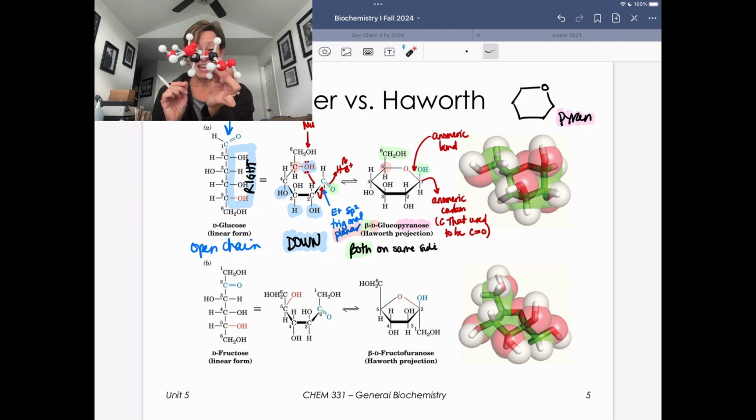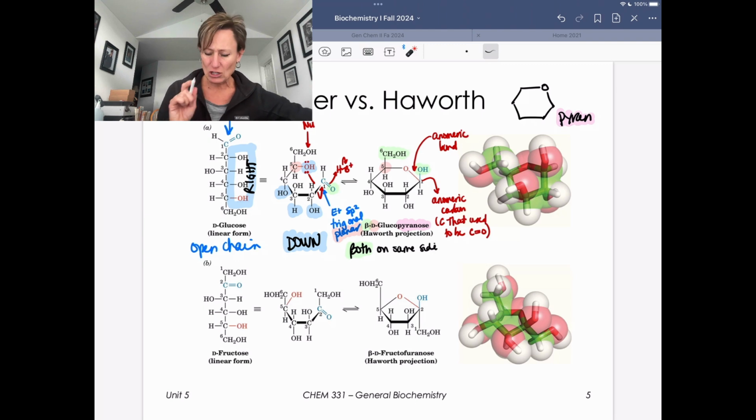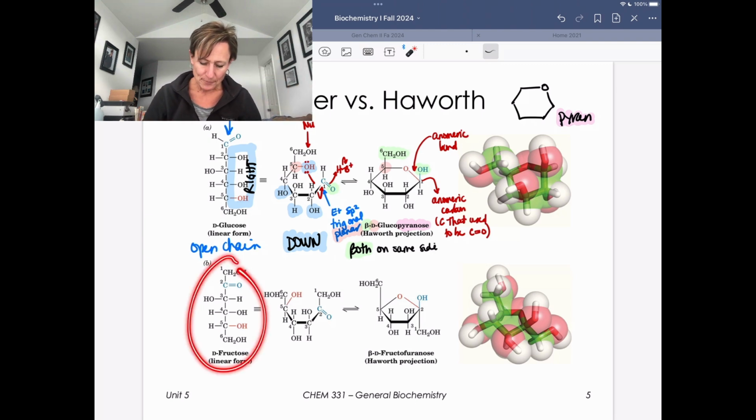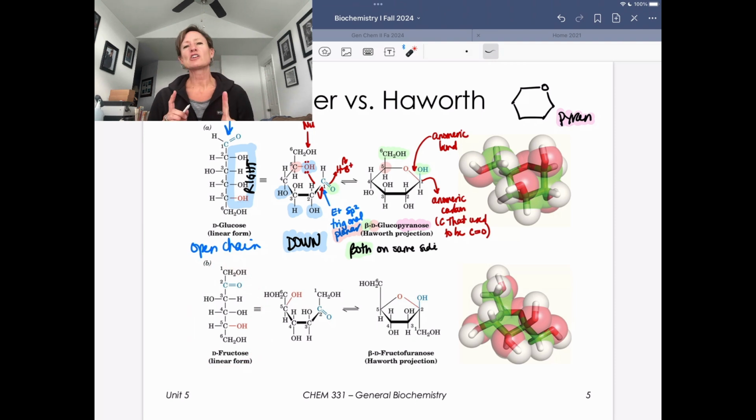You may recognize this. This is a chair. Haworth projections do not look like chairs. They're much easier to draw than chairs. But as we're going to see in a minute, it's still going to have sort of this same orientation of groups. We're going to take a look at that in a minute. But I first want to take a look at, and maybe go a little bit more quickly, what we see with fructose. So glucose and fructose, arguably probably nature's two most important sugars.